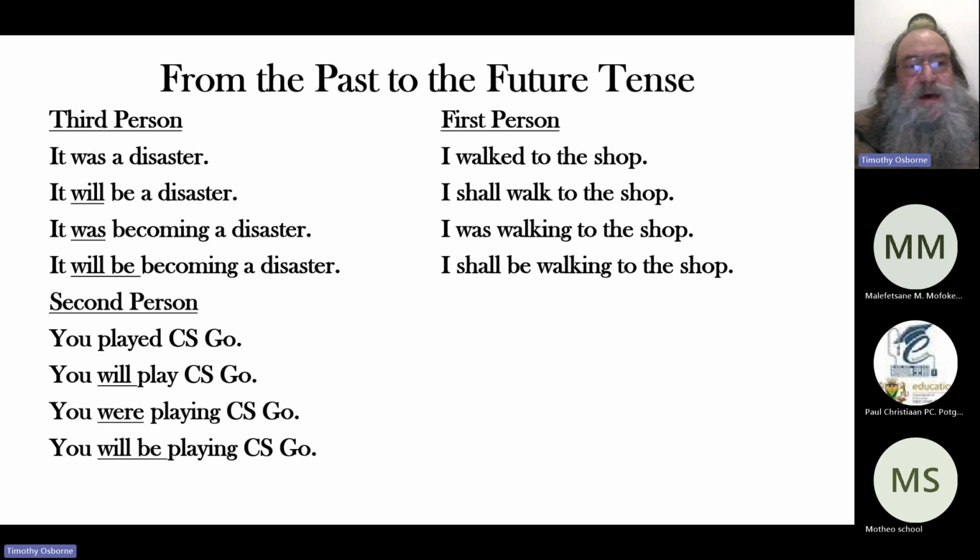Right? And now in the first person. And there we are, past tense, simple form. I walked to the shop. And now in the future simple form, I shall walk to the shop. Please note the auxiliary verb shall. I apologize, I didn't underline it. Then in the past tense, continuous form, I was walking to the shop. And in the future tense, continuous form, I shall be walking to the shop.